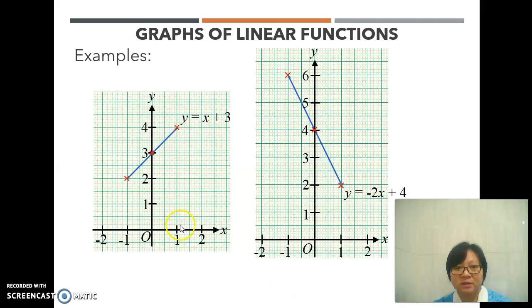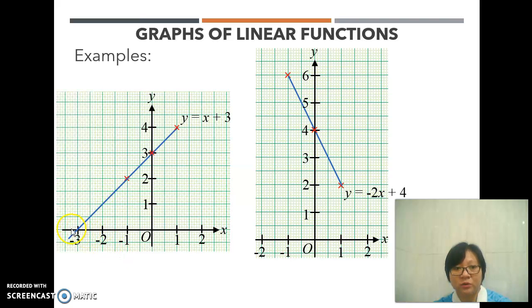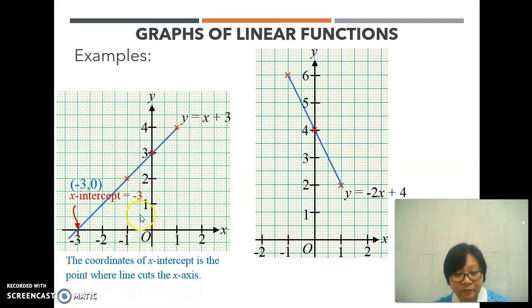Okay, the x-intercept. For the x-intercept, you need to extend the graph. For example, the first graph, the graph on the left, it's not long enough, so you need to extend the line and then draw the graphs here. Extend the line until the line cuts the x-axis. We call this x-intercept. The value of the x-intercept is -3. Okay, the coordinates of the x-intercept is -3, 0.